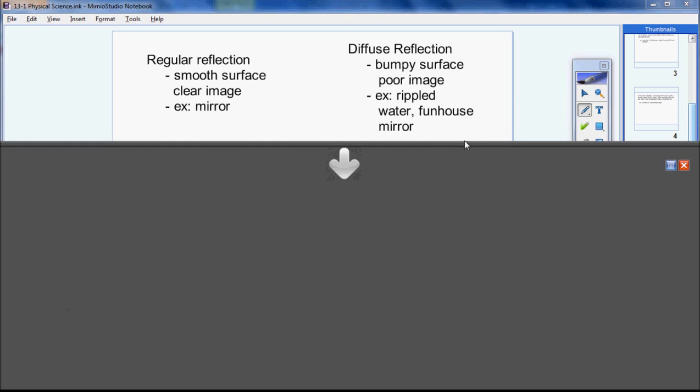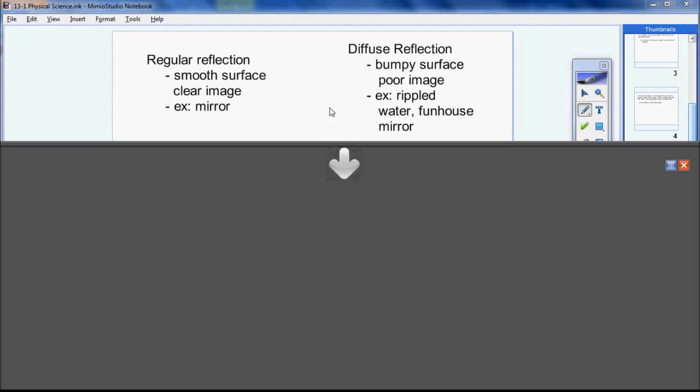In a diffuse reflection, you have a bumpy surface. The image is poor. It might look garbled. If you're looking at a face, you may have the chin on top and the nose on the bottom and the eyes in the middle, because the surface is bumpy, and because the angle of incidence equals the angle of reflection, the images come out distorted.